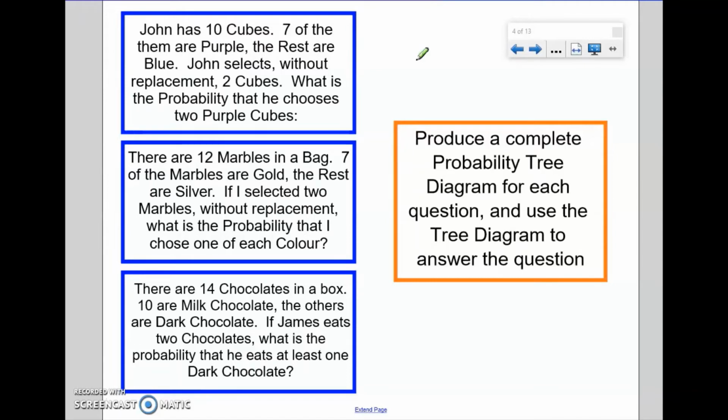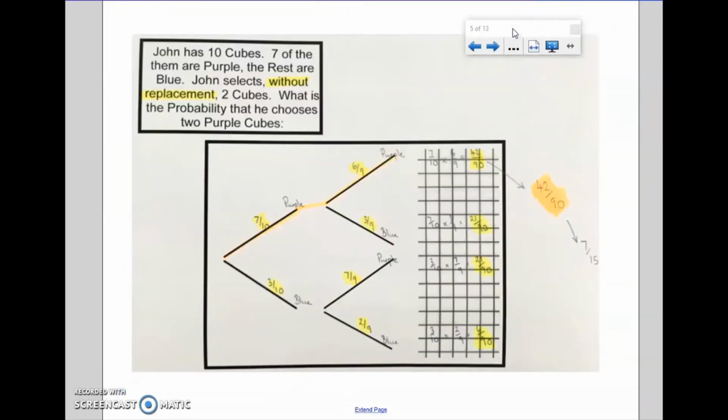Okay, welcome back. So I'm going to talk you through my answers one at a time. For question 1, John has 10 cubes, 7 of them are purple, and the rest are blue. So there's my two probabilities here. And then our probabilities for my second choice of cube are influenced by what happened for my first choice because of this important wording, without replacement. So you can see I'm now dealing with 9 cubes in the box because we've already removed one on the first pick. You can see how I've altered the probabilities for the second choice.